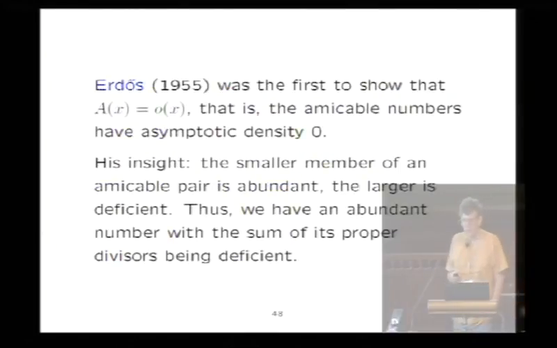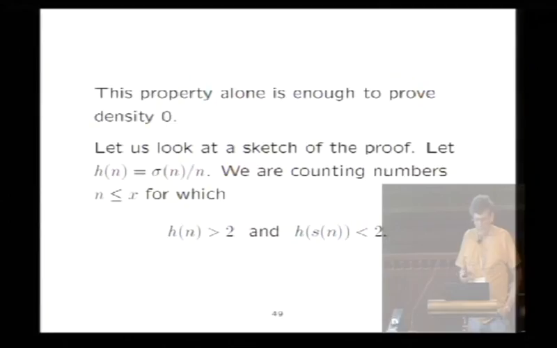So Erdős in 1955 was the first to show that A(x) is little o of x. In other words, the amicable numbers have density 0. And his insight on how to prove this was the following. He put the amicable numbers into a larger set. The smaller member of an amicable pair has sum of divisors equal to the other number, so the smaller member of an amicable pair is abundant. Yet s of that smaller number is the larger member of the pair, and that number is deficient. So the larger set to consider is those n that are abundant, such that s(n) is deficient. And just that property is enough to show density 0.